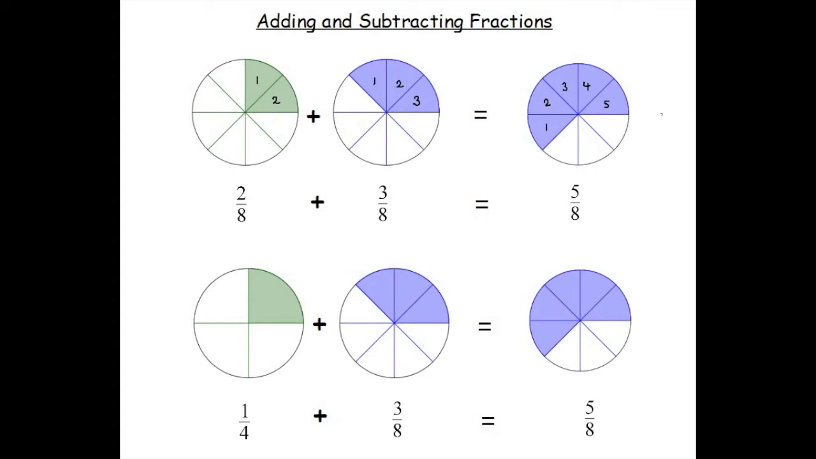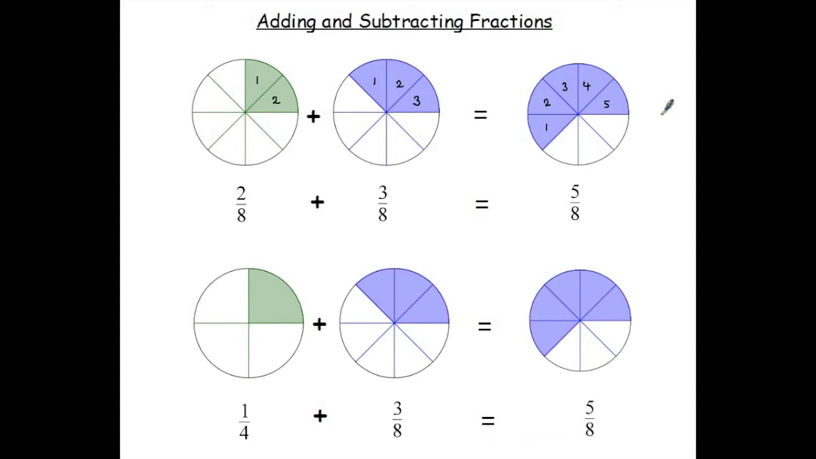So all you've done is added the numerators, the top numbers together. So 2 add 3 gives us the 5. And you can see the 8 on the bottom has stayed the same because it is still 8 parts altogether. You've just got 2 parts, add the 3 parts gives you 5 out of the 8 parts. So the denominator, the bottom number, stays the same.